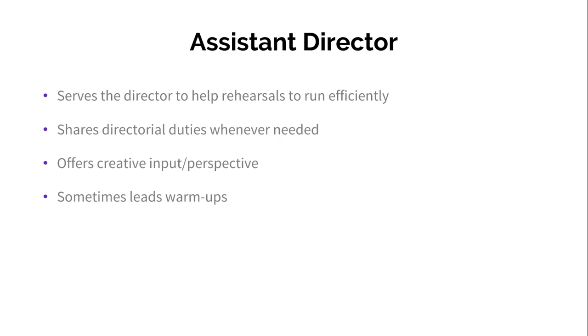Okay, then you have the assistant director, which serves the director to help rehearsals run efficiently. They share directorial duties whenever needed. They offer creative input and perspective, and sometimes they lead warm-ups. So if you have an assistant director for your show, you can use them for artistic ideas, so you can ask them their opinion on how a scene is looking, and you can also use them to do pullouts with actors. So maybe one part isn't running really well, or one actor really needs help with their lines. You can have them perform those responsibilities while you're still watching the entire rest of the show.